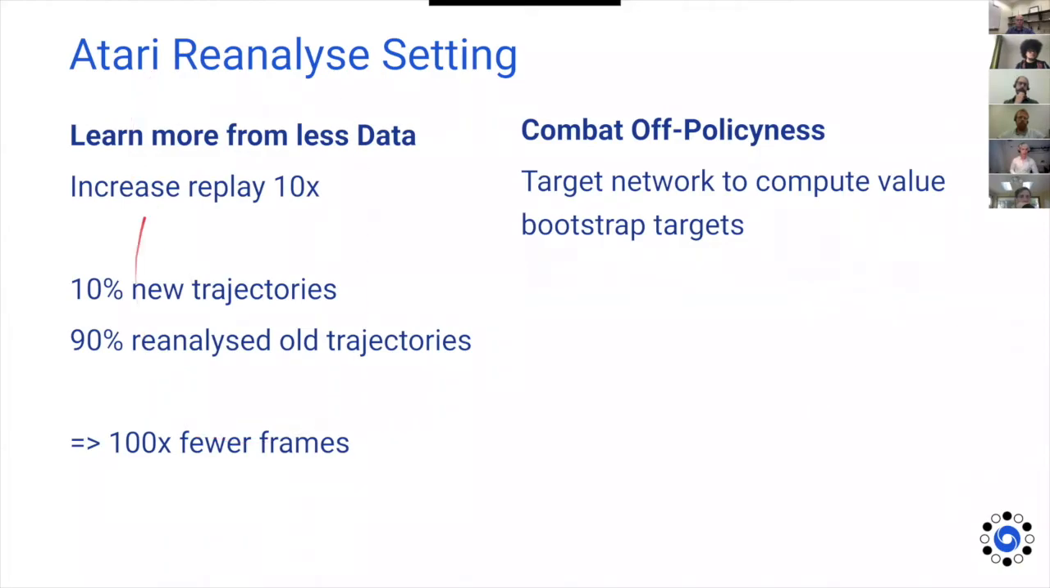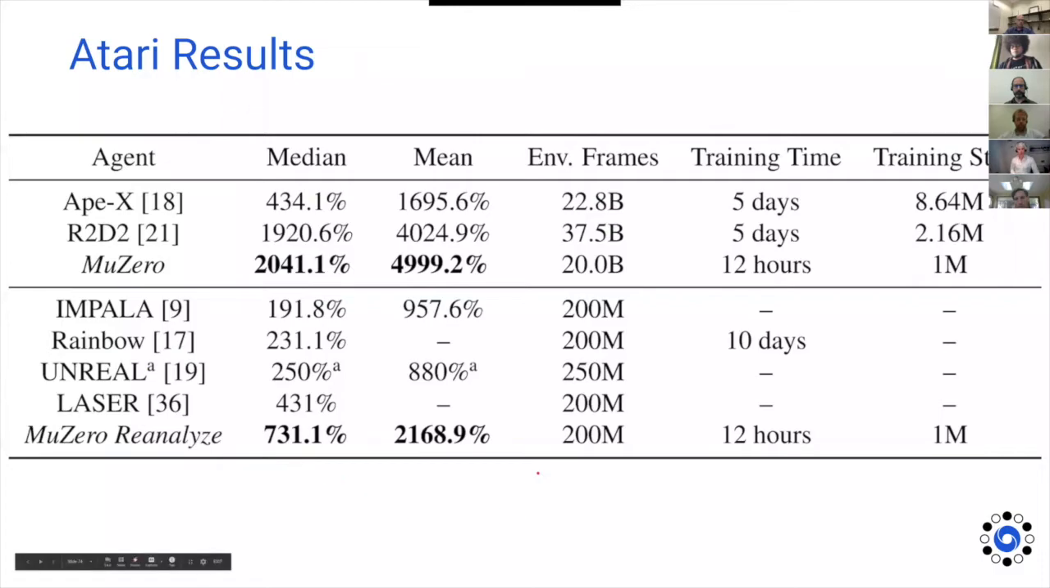And to be able to be more data efficient, first, we also increased the replay by 10x. Replay meaning how many times do we sample states inside our learning replay buffer on the training side. And we also use the reanalyze system I just introduced. For 90% of searches, we only reanalyzed old trajectories, and only 10% of searches were actually interacting with the environment and generating fresh data. And combining these, we get 100x reduction in frames consumed during training. So we can go from 20 billion down to 200 million frames. And this turns out to be highly effective compared to other algorithms trained at a standard 200 million frame budget. We observe a very good median and mean score.